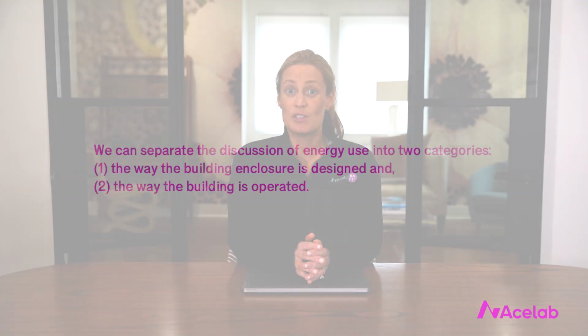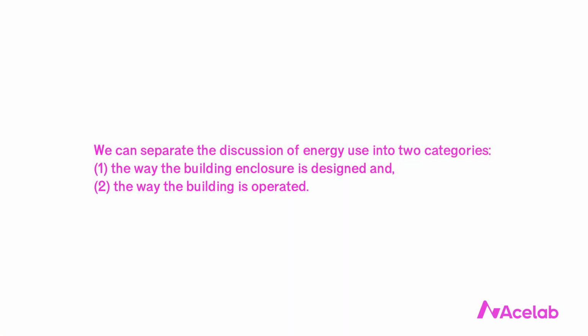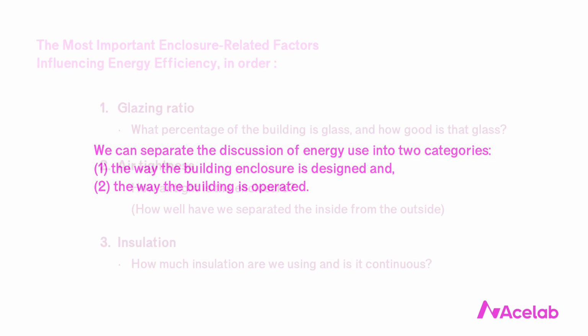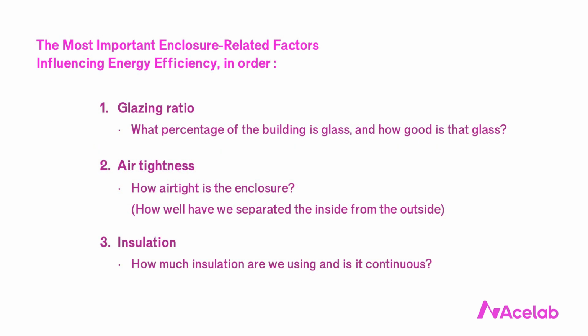We can separate this discussion of energy use into two categories: the way the building enclosure is designed and the way the building is operated. With respect to the enclosure, the three most important factors that influence how much energy our buildings use are: 1, glazing ratio, how much of the building is glass and how good is that glass.